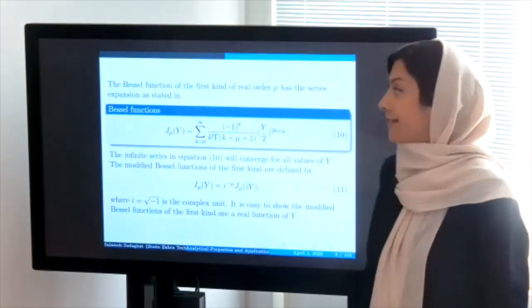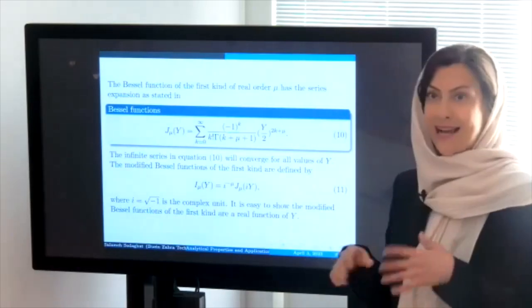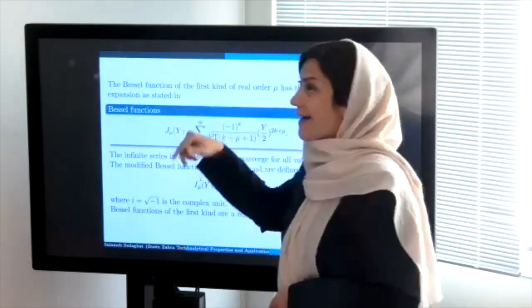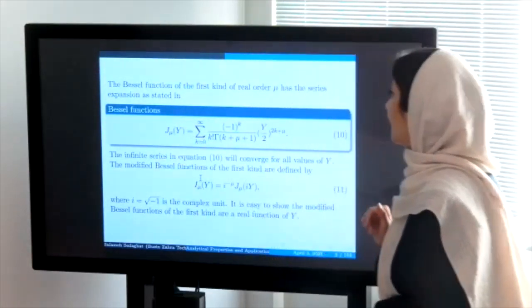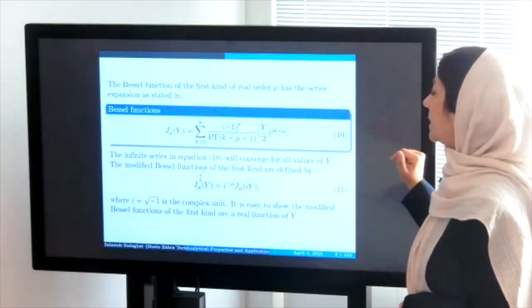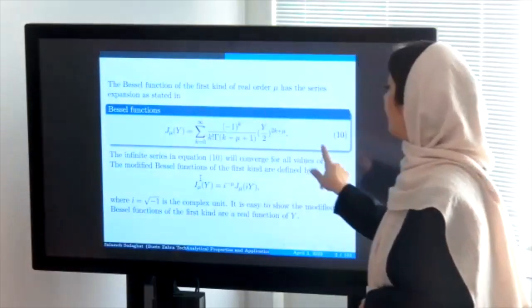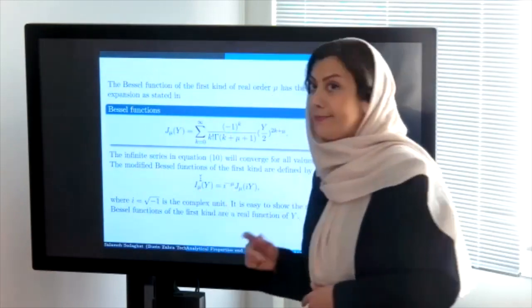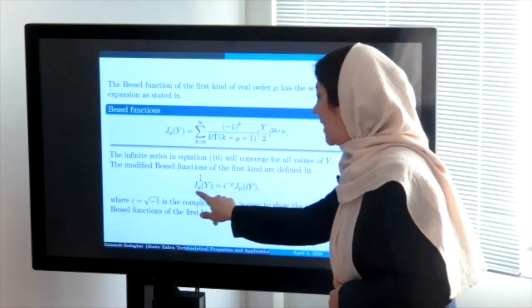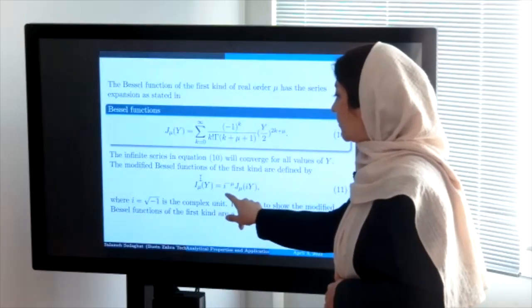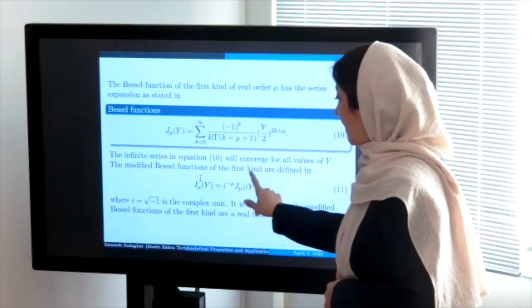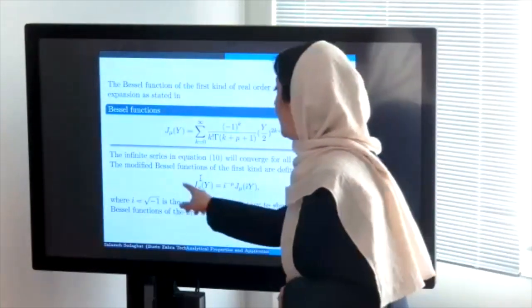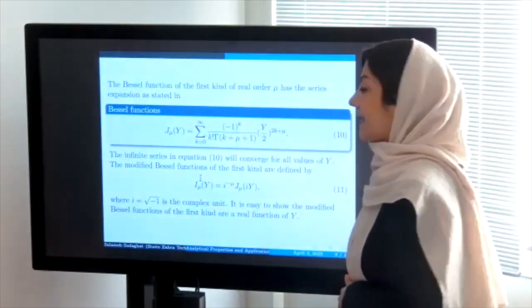Another definition is the Bessel function. The Bessel function of first kind, because it has different kinds, can be denoted by J mu. The Bessel function of the first kind and of order mu of y has this series expansion, and we know that it converges for all values of y. And the modified Bessel function can be denoted by this symbol I mu of y. The relationship between the modified Bessel function and the Bessel function is I mu equals i to the minus mu J mu of iy. And here i is the complex unit. It is easy to show that the modified Bessel function of first kind is a real function of y.